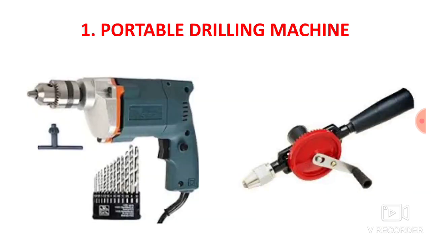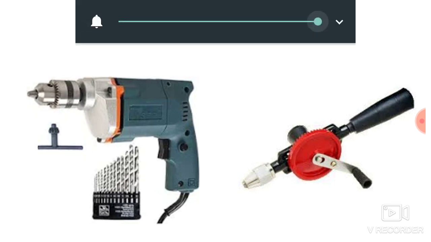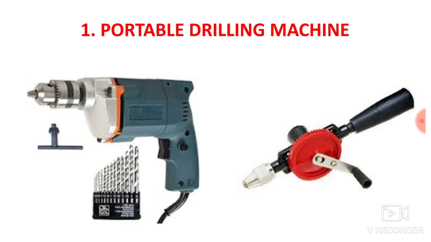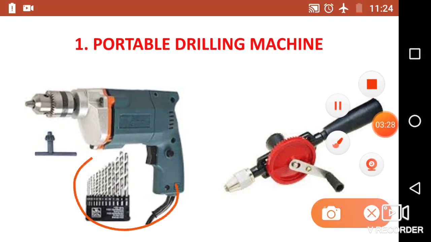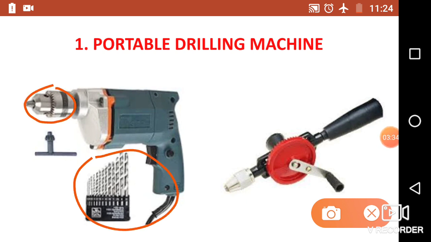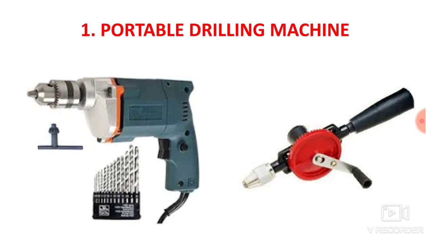So these are some images of portable drilling machine. The very first image is a portable drilling machine which can be operated with the help of an electric motor. So electrical energy is required for operating that machine. This is nothing but various drill bits which you can use in this machine, and this is the spindle of the drilling machine, and with this key you can attach various drill bits to the spindle of this drilling machine.